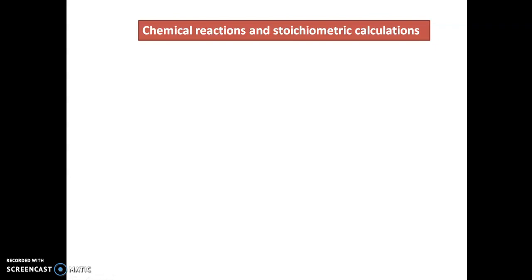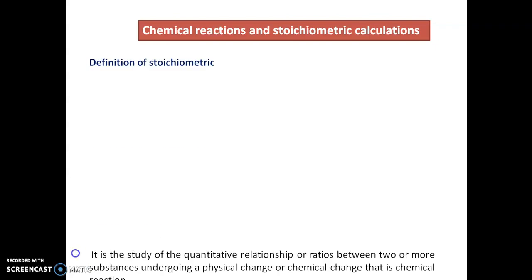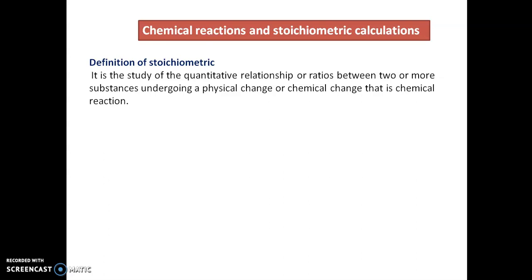Now we see in this session chemical reactions and stoichiometric calculation. So first we see the definition of stoichiometry. It is the study of the quantitative relationship or ratios between two or more substances undergoing a physical change or chemical change, that is the chemical reaction.